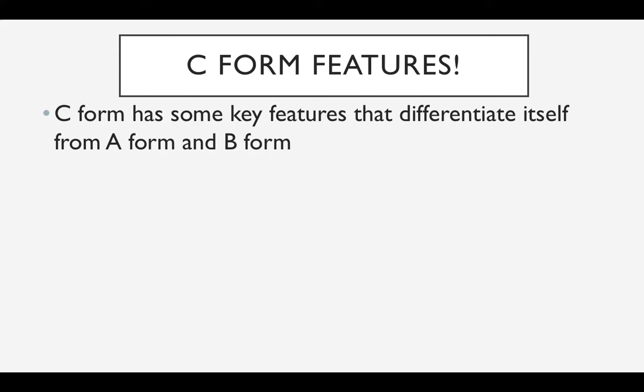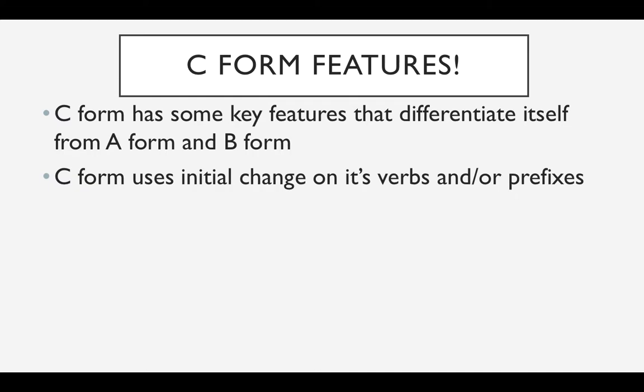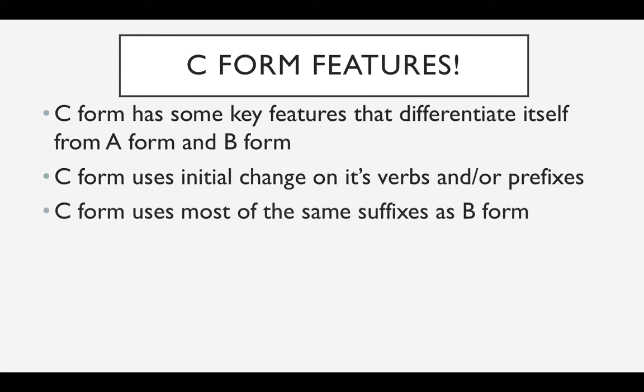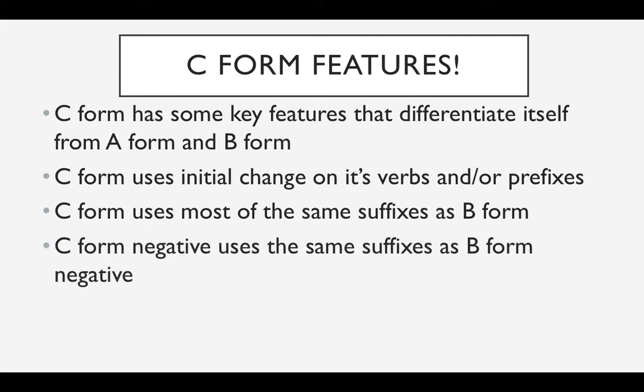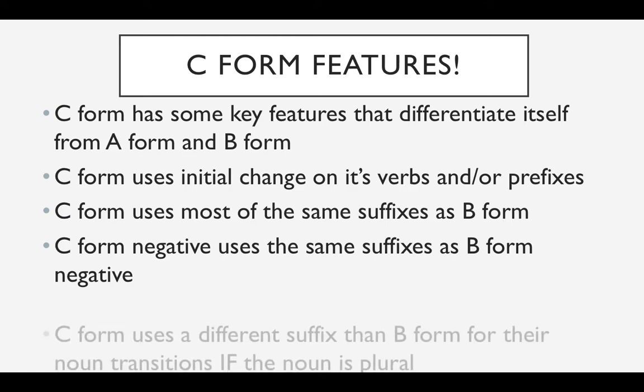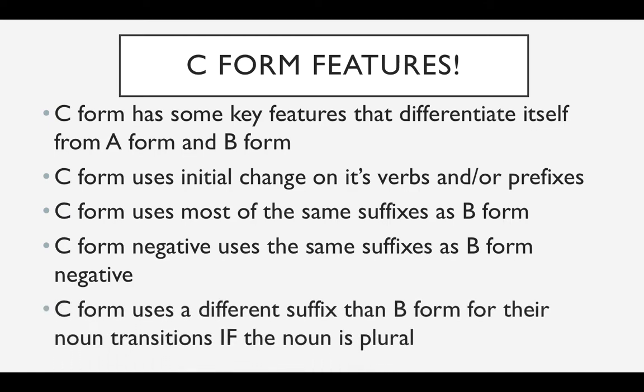So, C form features. C form has some key features that differentiate itself from A form and B form. C form uses initial change on its verbs and or prefixes. C form uses most of the same suffixes as B form. C form negative uses the same suffixes as B form negative. This is why we taught B form before C form. C form uses a different suffix than B form for their noun transitions if the noun is plural. So we'll go over that later when we change verbs into nouns or more plural nouns.